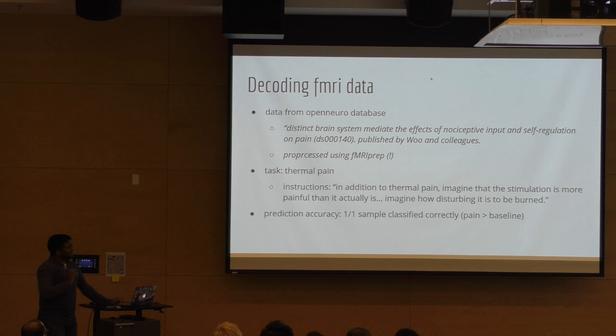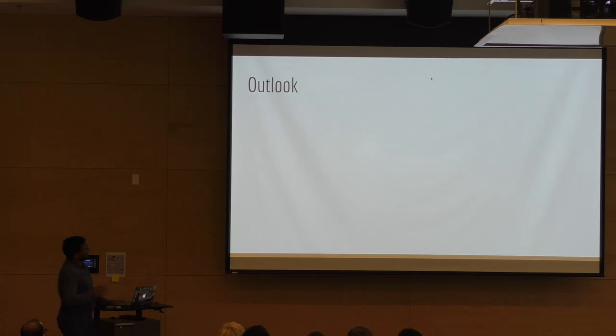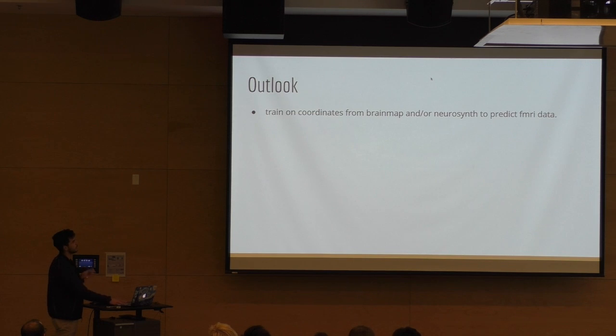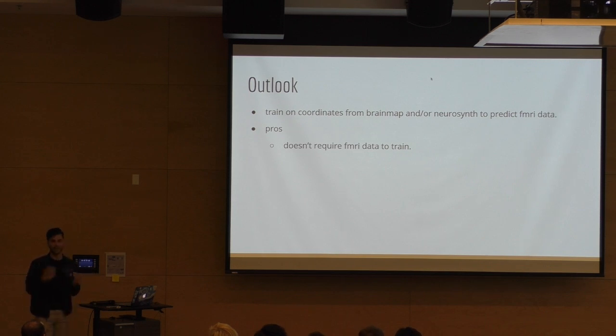So again, it's a proof of concept, which we intend to scale later. And then just a quick outlook slide. So why does this matter? You can train using meta-analytic coordinates, basically, and then predict what your fMRI data was, which is what I just said. One thing that I think is a pro is that it doesn't require fMRI data to actually train. So that's something that just jumped out to me in the machine learning talks, right?